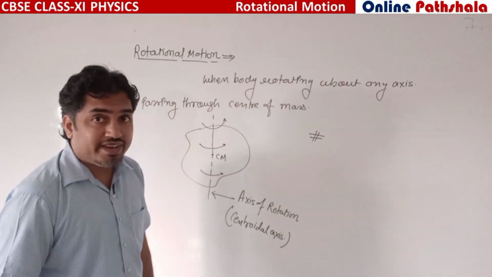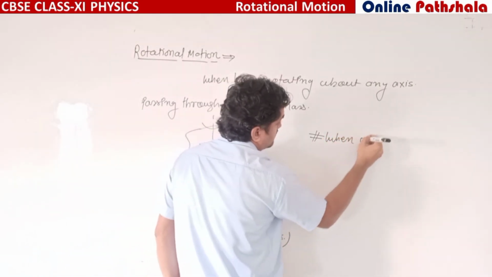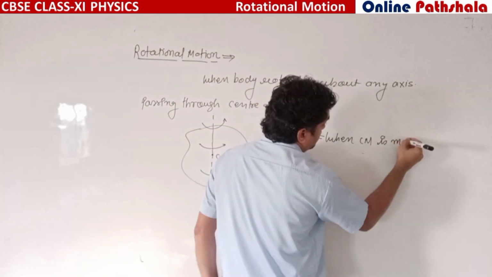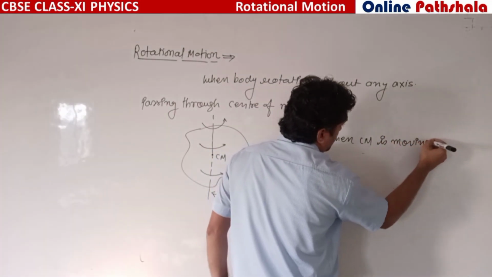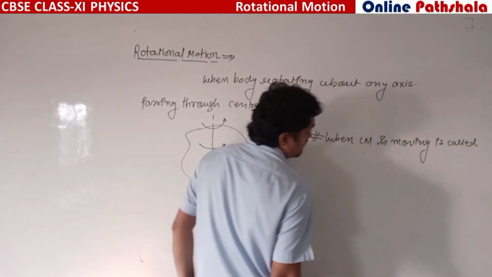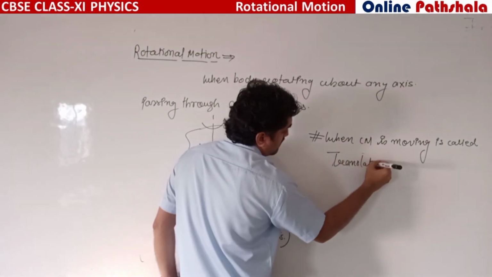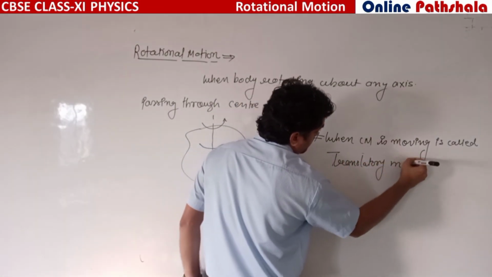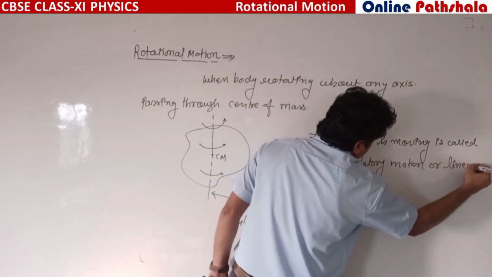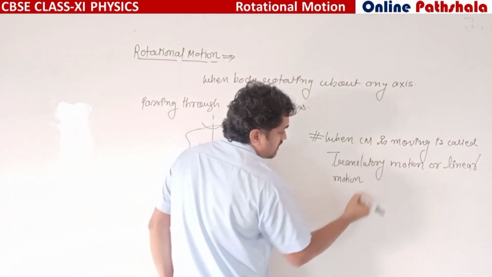First point is that when the center of mass is moving, it is called translatory motion or linear motion.